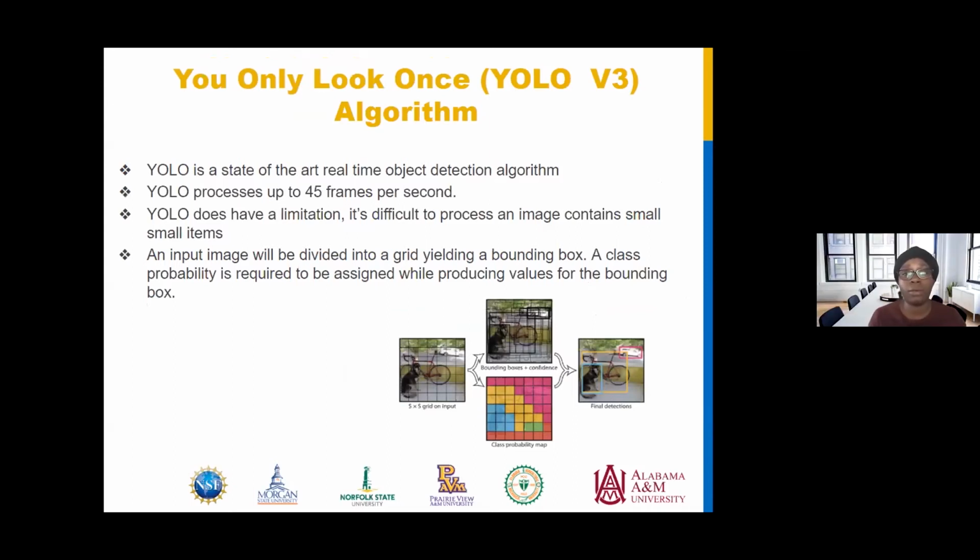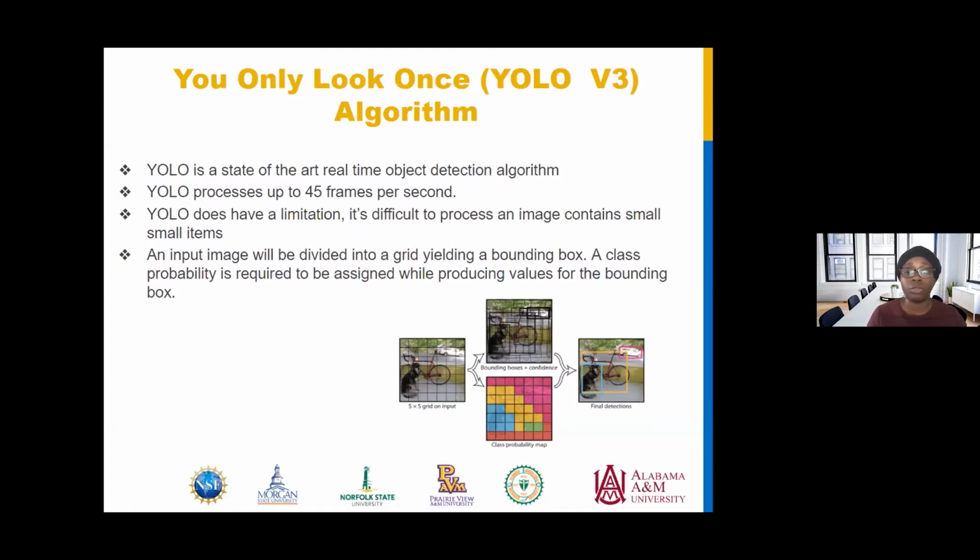Now let's talk about YOLO, the You Only Look Once V3 algorithm. It is a state-of-the-art object detection algorithm. It is capable of processing up to 45 frames per second. However, it does have a drawback. This limitation is due to its difficulty with processing images containing small objects. To outline this object detection process, a raw image will be divided into a grid. And then if you refer to the image below, you can see there's an image overlaid with a grid.